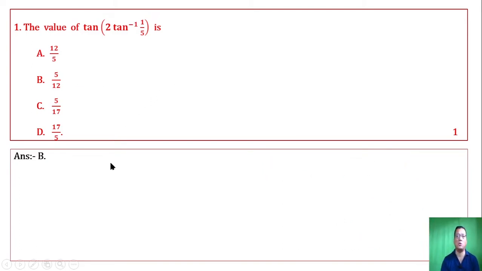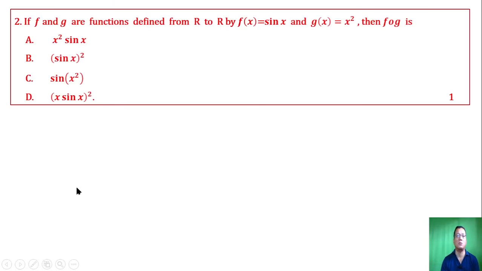which is also solved. If f and g are functions defined from R to R by f of x equal to sin x and g of x equal to x squared, then fog is. Fog by definition: fog of x is f of g of x. G of x is x squared, which is again equal to sine of x squared.